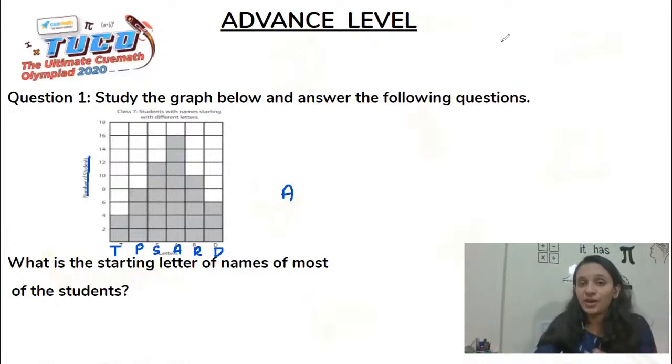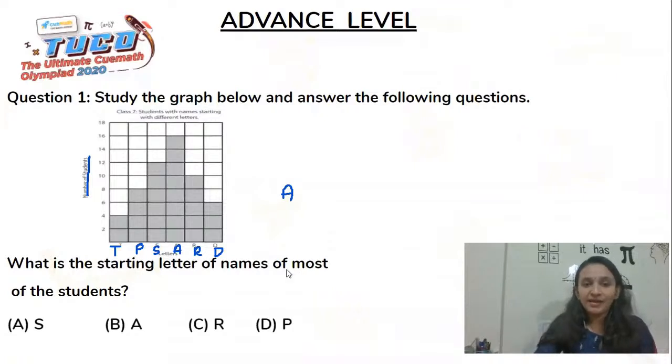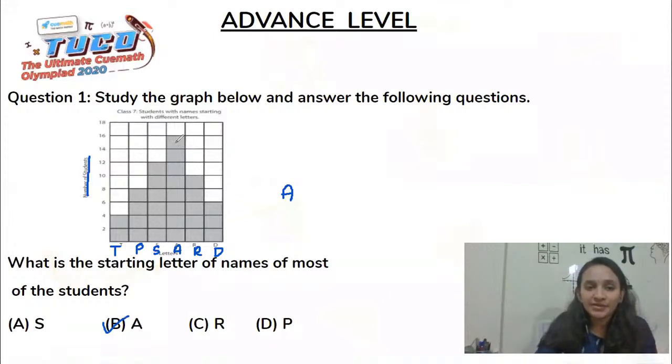Now let's see if we do have that option here or not. So we have S, A, R, and D. So yes, the correct answer to this question becomes option B, because the tallest bar is against the letter A. So most of the students have their name starting with the letter A. With this, we'll move on to our next question.